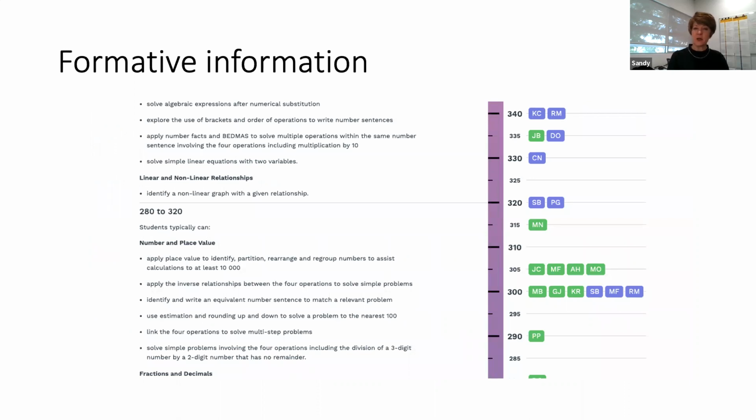So still staying within the formative information of the reports, as I described earlier, you've got the Brightpath scale in the middle. Your students are plotted on the scale. You can see their initials, and each color represents a different year level. To the left, we describe the skills generally associated with this range of performance. So we can't say definitively that SB at 320 can demonstrate all these skills and answer all questions that are assessing these skills, but it's pretty good indicative information that these are the things that SB can do.